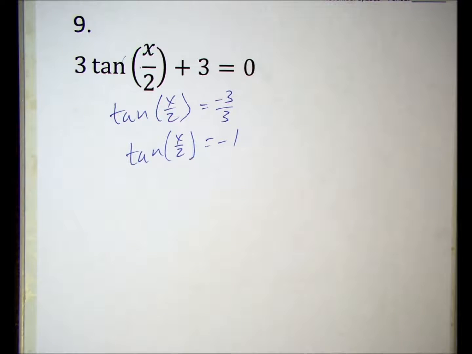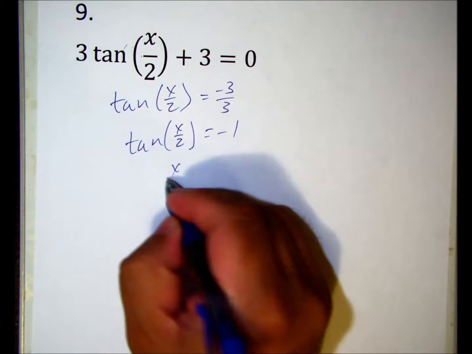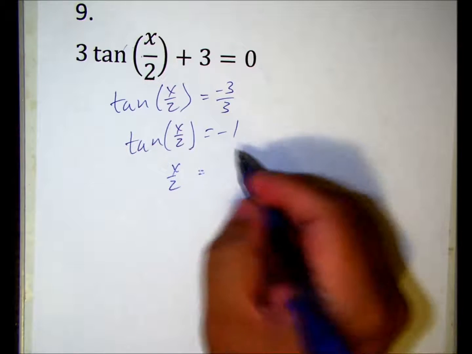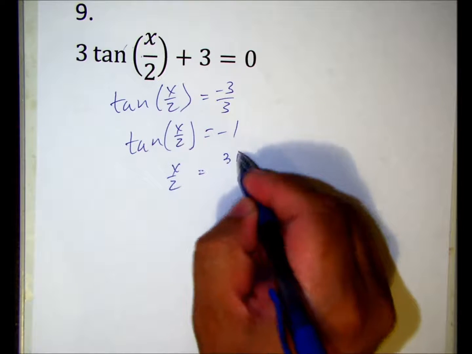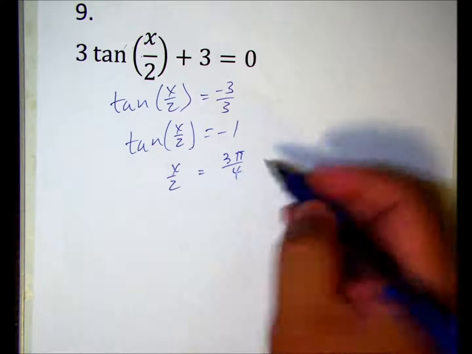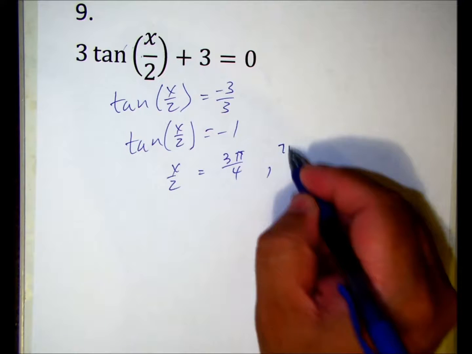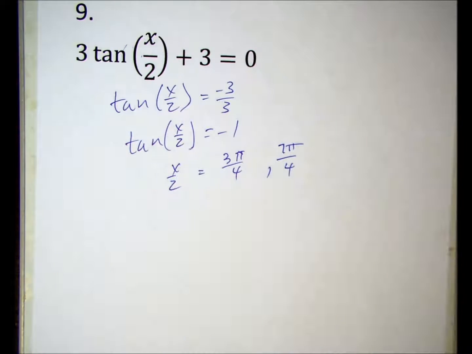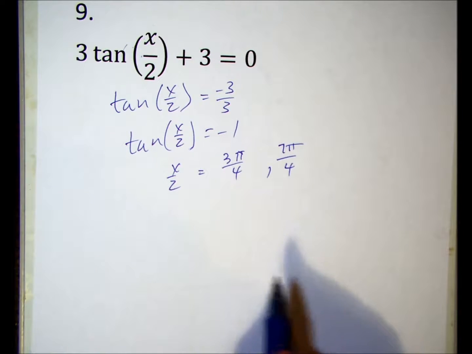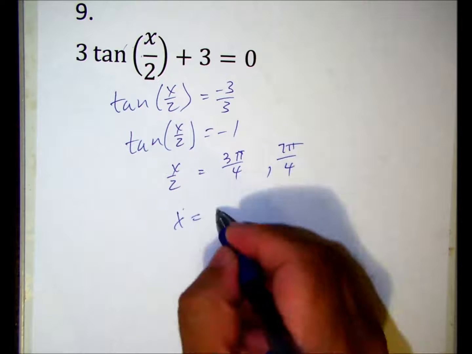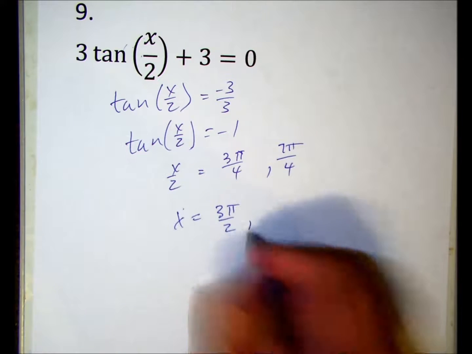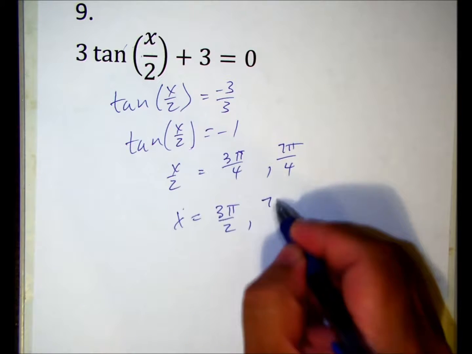So when is tangent equal to negative 1? That's going to be in the second and fourth quadrant. So x over 2, second and fourth, that's going to be 3 pi over 4 and 7 pi over 4. Then multiply by 2. Multiply by 2, I get 3 pi over 2 and 7 pi over 2.